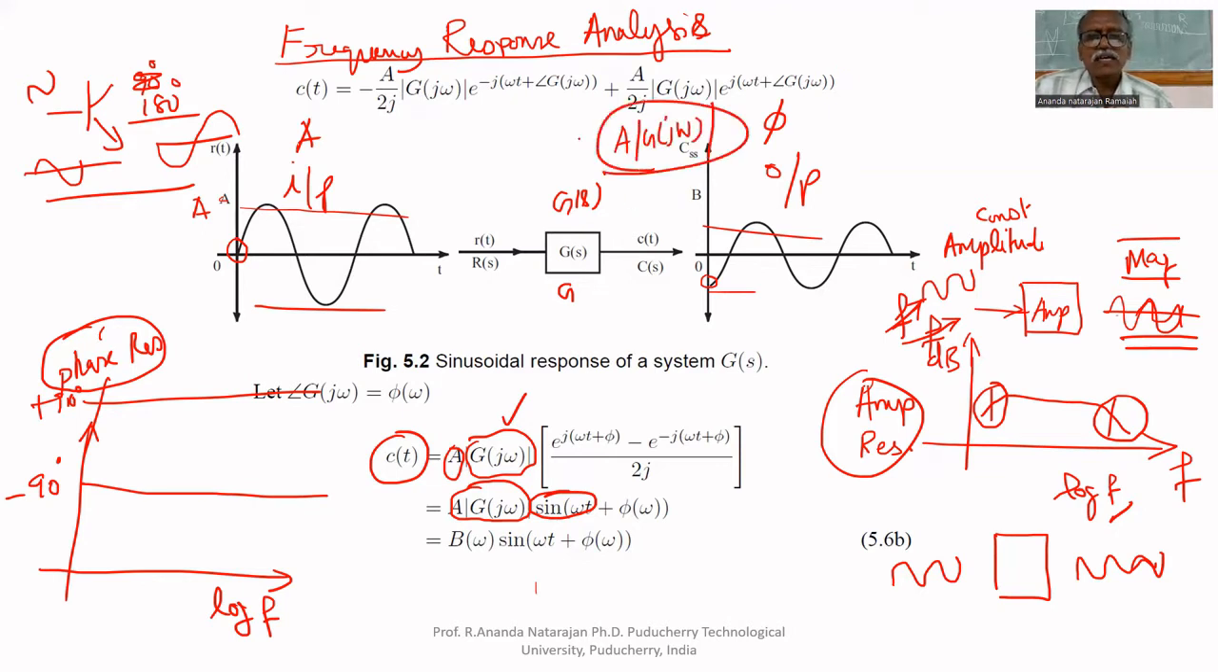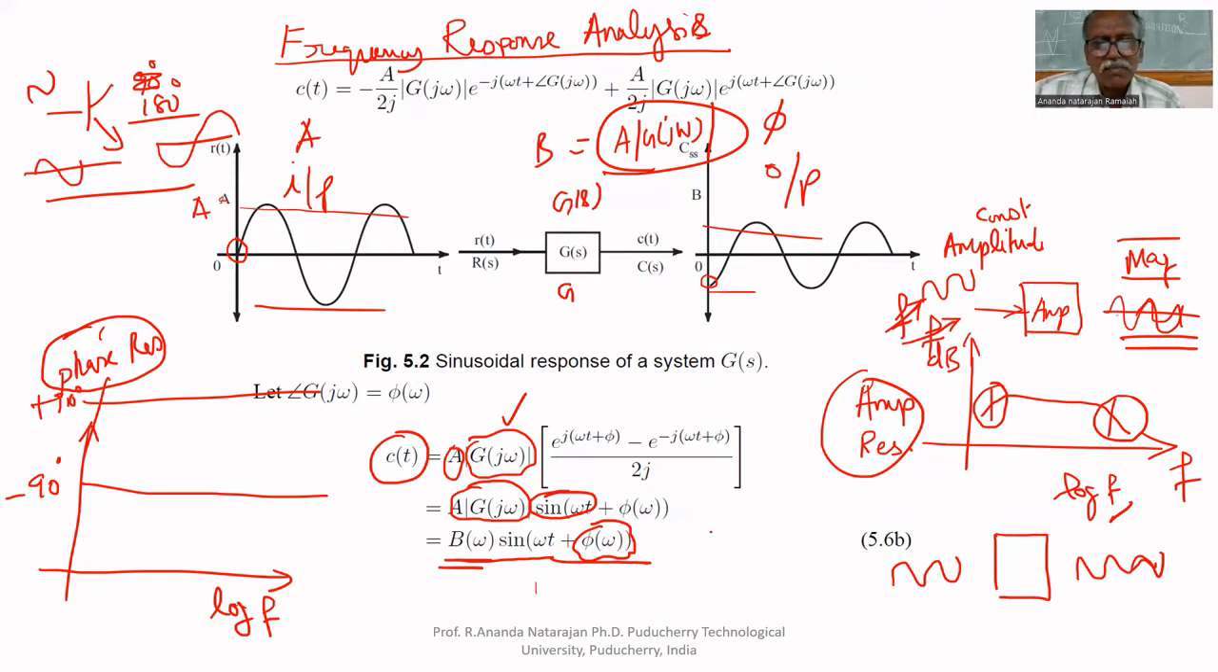Let us call this amplitude B. B equals A times the modulus of G(j omega), multiplied by sine omega t. There is no change in frequency, but there is a phase shift. That's why phi of omega is added to omega t. There is a shift in phase. That's why the output signal is B(omega) sine(omega t plus phi of omega).